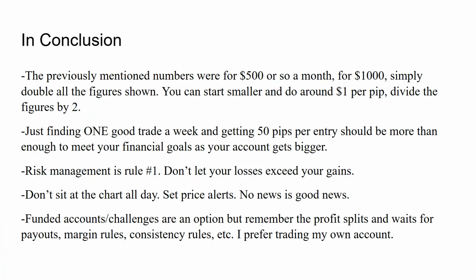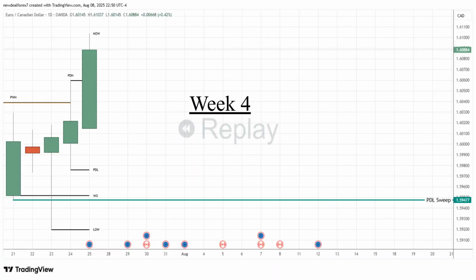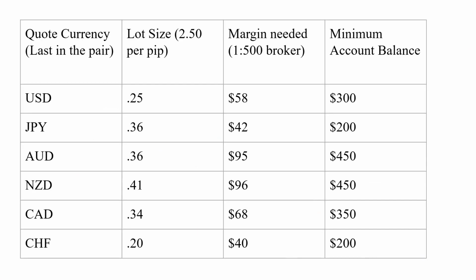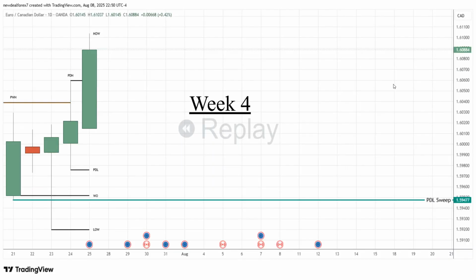But in conclusion, the previously mentioned numbers were for $500 a week. If you want to make $1,000 a week, you just double all these numbers. So the numbers that I show you right here, just multiply all these by 2. $600, $400, $900, $900, and so on and so forth. You just got to multiply even the lot sizes times 2. All this margin, multiply by 2. Minimum account balance, times 2. You can figure that out.